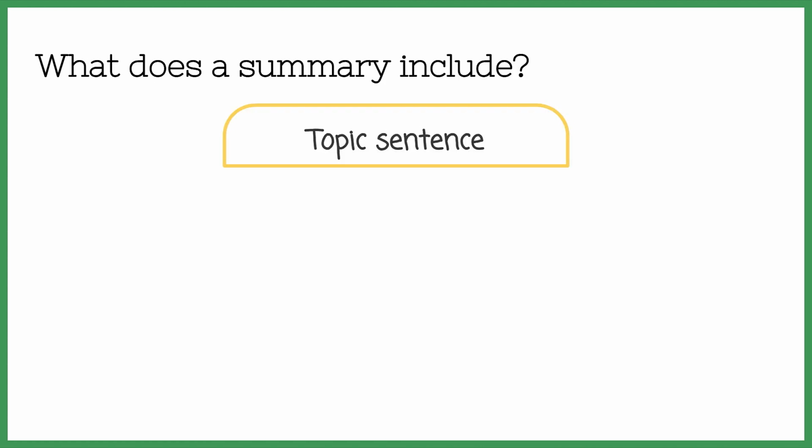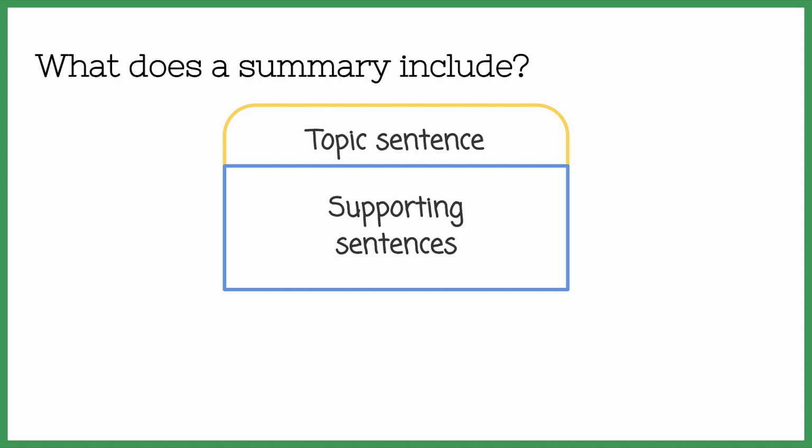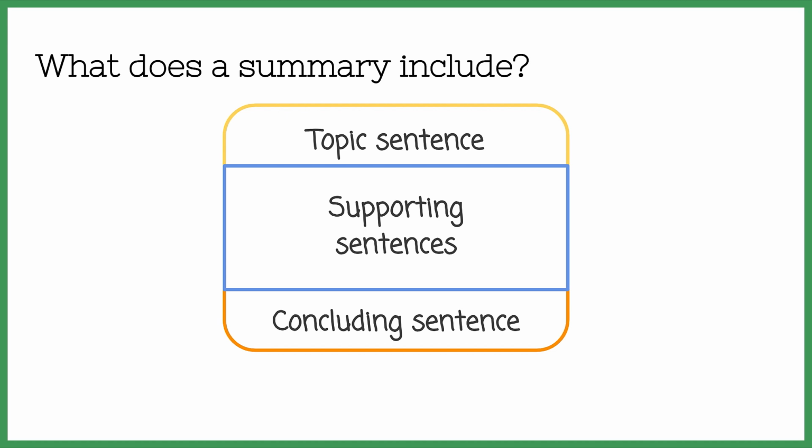So, what does a summary include? First of all, it's got a topic sentence that gives us a general overview about what's coming up. It's got a bunch of supporting sentences that give all of the information that you need to convey. And then it's got a concluding sentence that finishes it. This is a paragraph style like any other paragraph that you're writing, but they have specific functions here in the summary of a scientific article.